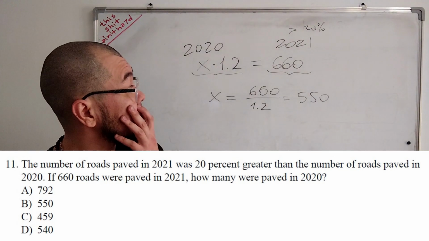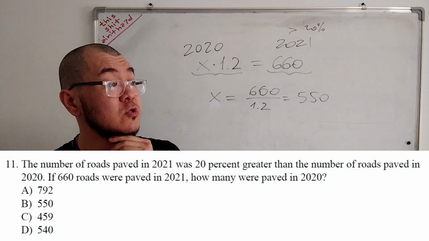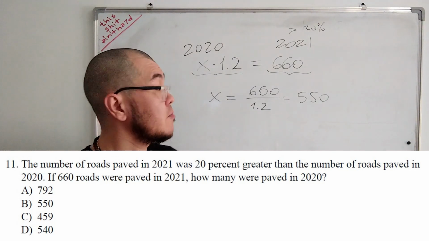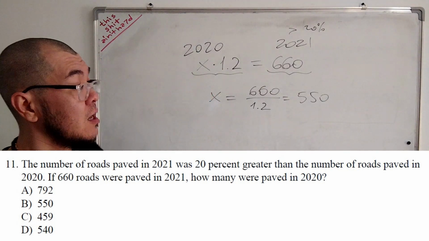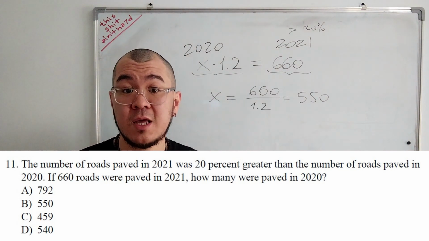So we just have to figure out what in this problem is the base. The base was the amount of roads in 2020. Okay, let's go to the next one.